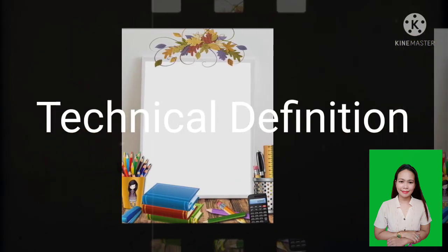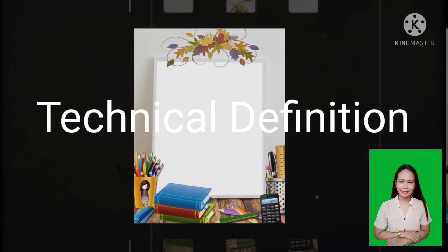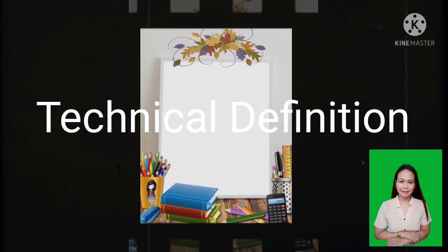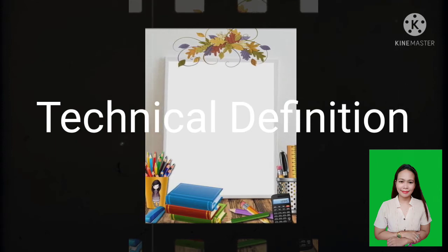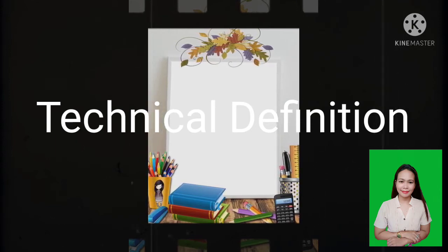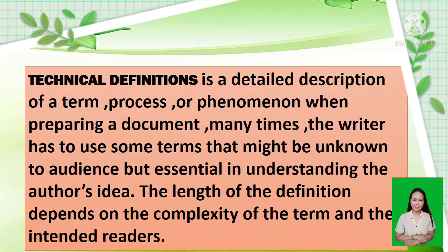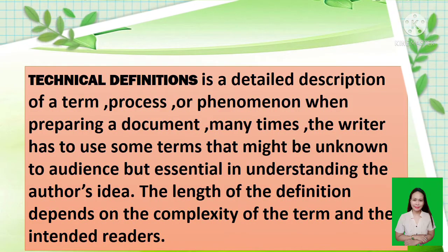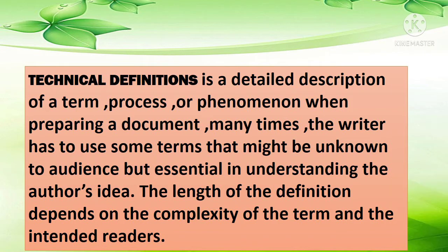understand technical terms. These definitions have different forms: parenthetical or sentence definitions, or the more complex and longer definitions, the extended definitions. Another is technical definitions is a detailed description of a term, process, or phenomenon when preparing a document. Many times the writers have to use some terms that might be unknown to the audience but essential in understanding the author's idea. The length of the definition depends on the complexity of the term and the intended readers.